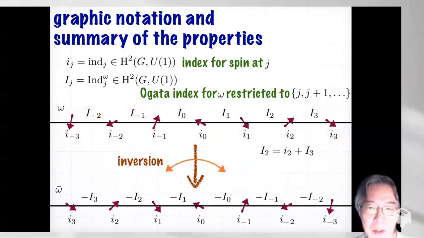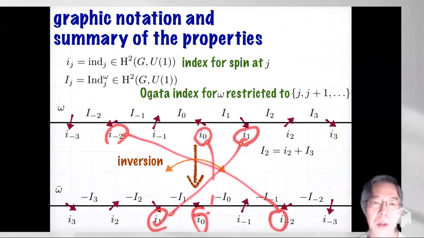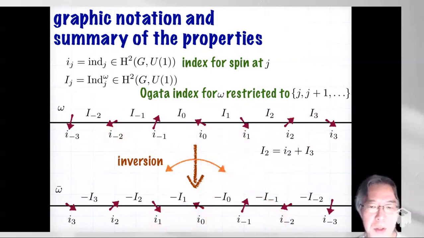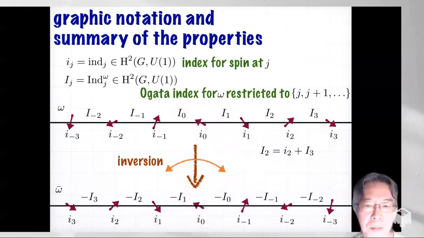Then first of all, additivity says that, for example, I2 that describes transformation property here is equal to lowercase I2 plus I3, okay? And here's the inversion. So you start from omega and just make this flip about the origin. And then first of all, local spins are simply flipped. This comes here, this comes here, this comes here, and so on. And Ogata indices are also flipped, but it's non-trivial. So if this comes here, but with minus sign, this comes here, but with minus sign, please remember this. Okay, so we will use these properties in the next part.